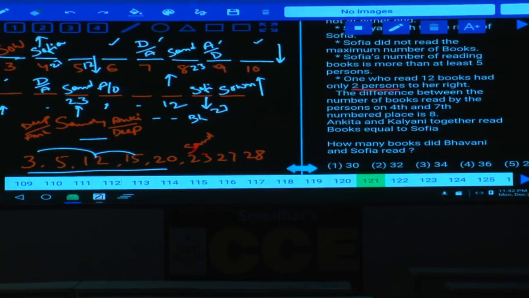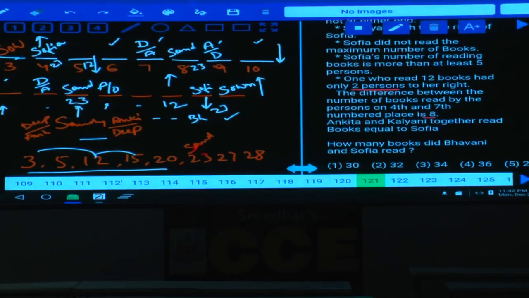The difference between the number of books read by the persons on the 4th and the 7th places is 8. 4 and 7, from the left hand side, the difference is 8. Now here it is 4 and 7. Here it is 27. As it is 27 here, if this is 27, then 27 minus 8. Is there any number here like 27 minus 8? Hence this 4 and 7: 1, 2, 3, 4, 5, 6, 7. 4 and 7 it must be, 8 should be the difference here.